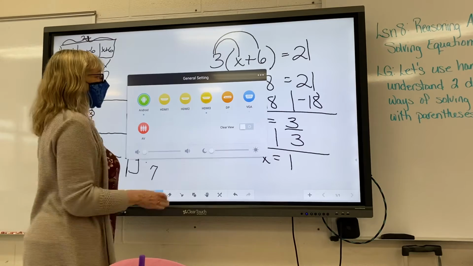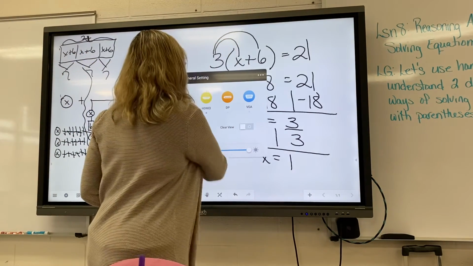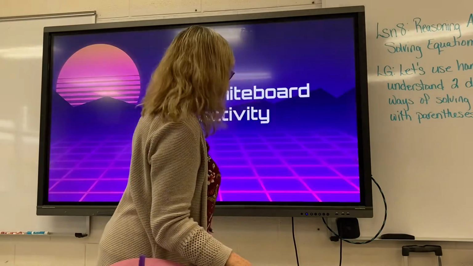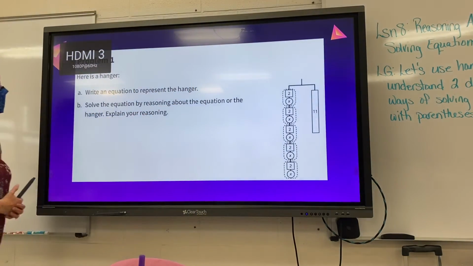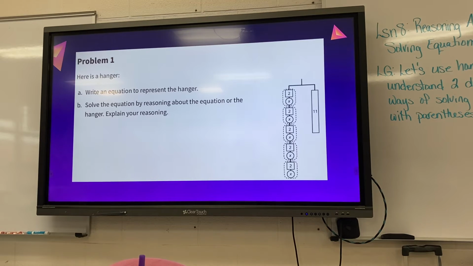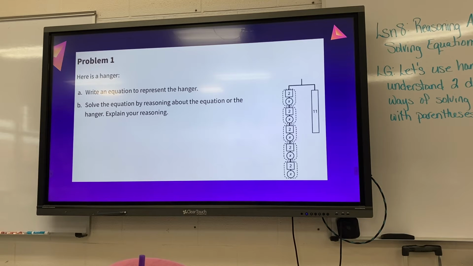All right, so let's go back to this, and we're gonna start the practice problems. Go back to that. Thank you. All right, here's a hanger. Let's write an equation to represent that hanger, and then solve the equation by reasoning about the equation or the hanger. Actually, we're gonna kind of do both, and explain our reasoning. All right, Max, what's the equation that goes with that hanger?